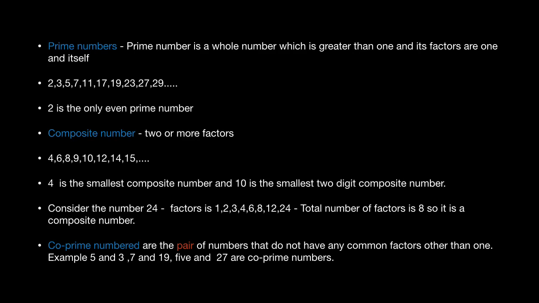Now, let's see what co-prime numbers are. A pair of numbers which has the common factor as only 1. So it cannot be cancelled out further and they do not have any common factors.